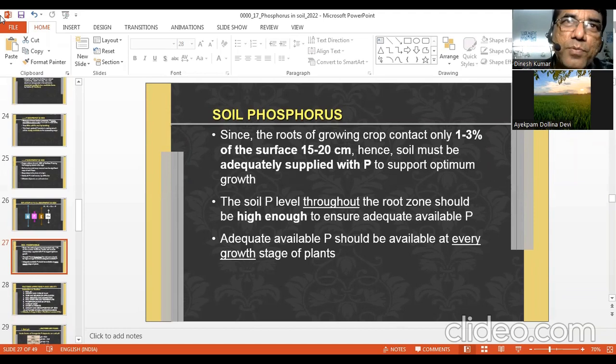But those things have proved wrong. Plants like maize and many other plants take up phosphorus even up to harvest or maturity stage. So such statements are not correct. Phosphorus is required throughout the growing period of the crop. The phosphorus level throughout the root zone should be high enough to ensure adequate available phosphorus. This I have already read.